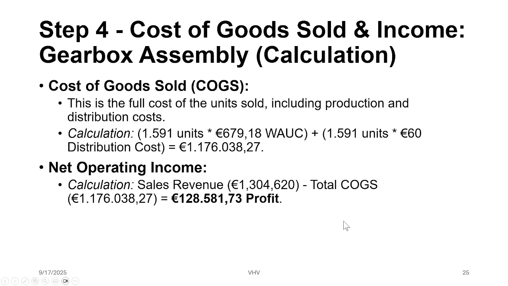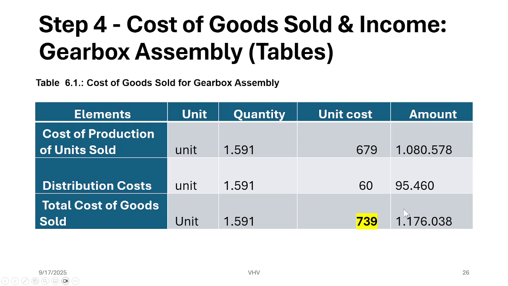So for this one in step 4, we calculate the cost of goods sold. This is the full cost of units sold, including production and distribution costs. In the second step, we calculate the net operating income, which is the difference between the sales revenues and the total cost of goods sold. Okay, so first we calculate the cost of goods sold, or COGS. This includes both the production cost and distribution cost.